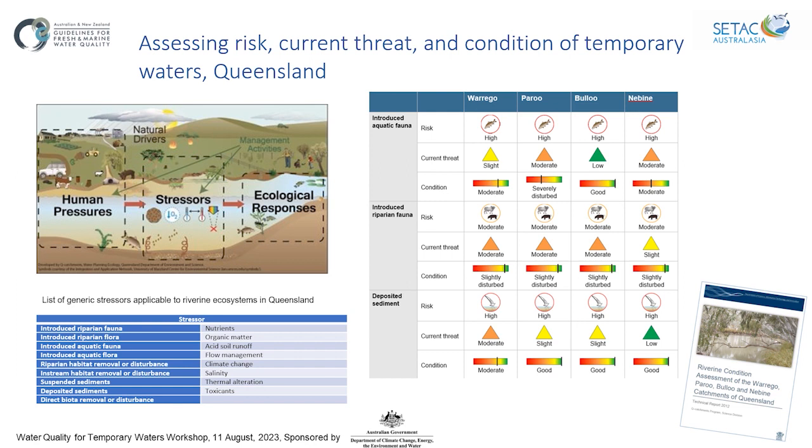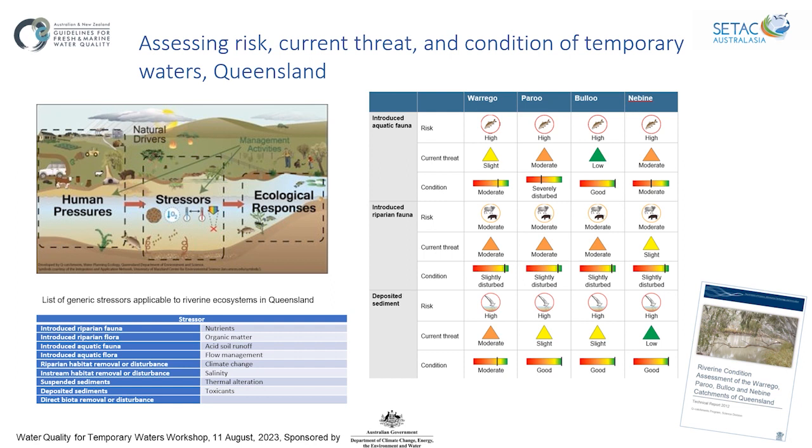So those are a generic list of stresses, but when we come to do a particular area, like I said, we tease out which ones came up as the highest risk. Down here is an example of a report we put together: the riverine condition assessment of Warrego, Karoo, Bulla and Nevine. For each catchment, in this case, we looked at introduced aquatic fauna, particularly fish, and introduced riparian fauna, so that's your feral pigs and your cattle. And deposited sediments came up as important because deposited sediment can reduce the depth of water holes and the water hole persistence.